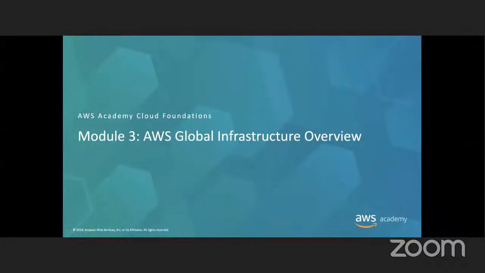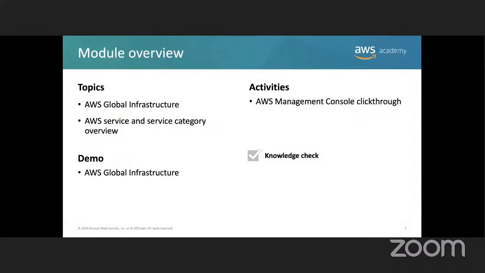All right, so AWS Global Infrastructure Overview. The topics of this module are AWS Global Infrastructure, AWS Service and Service Category Overview, and then there's a demo on the AWS Global Infrastructure. There's an AWS Management Console walkthrough, and then there's this knowledge check.